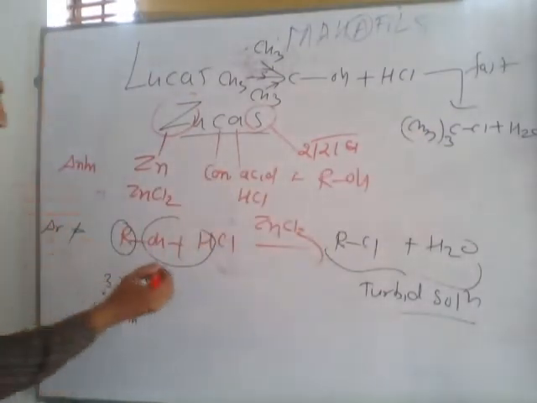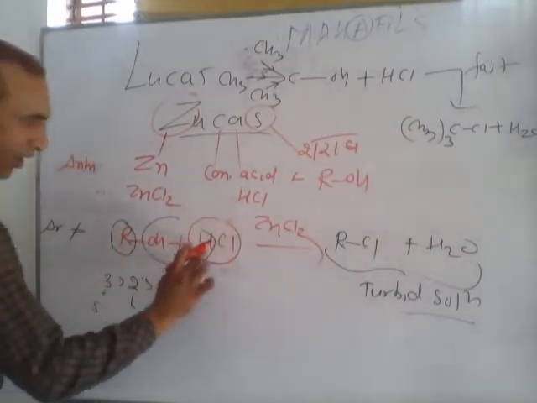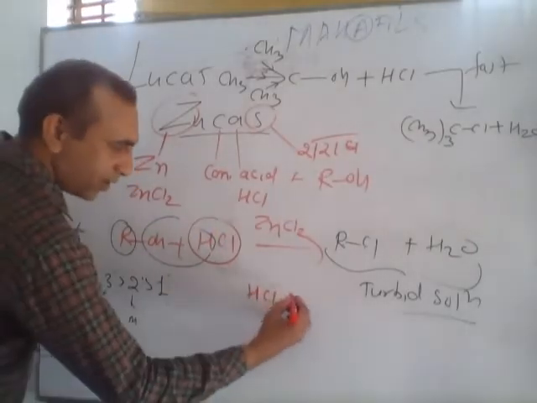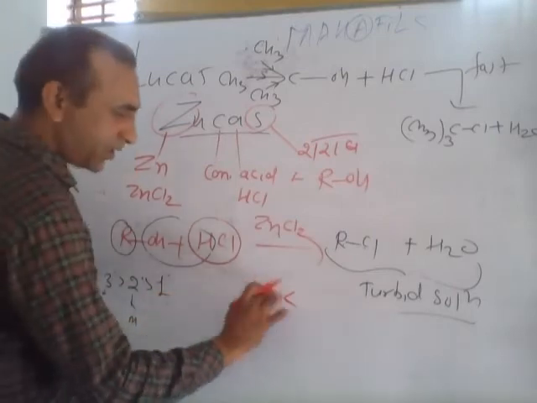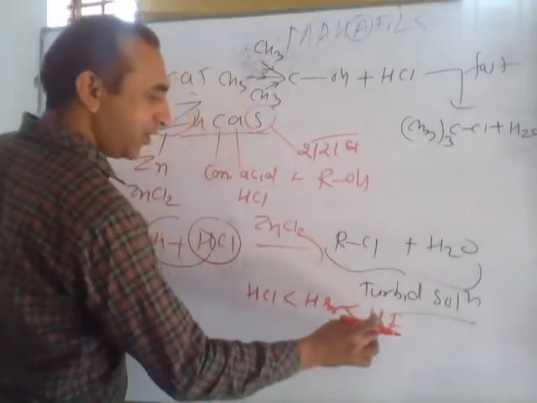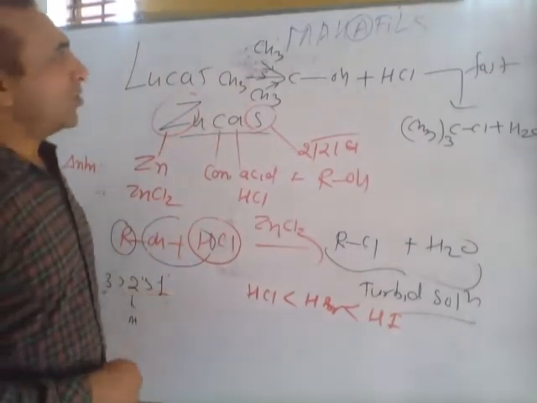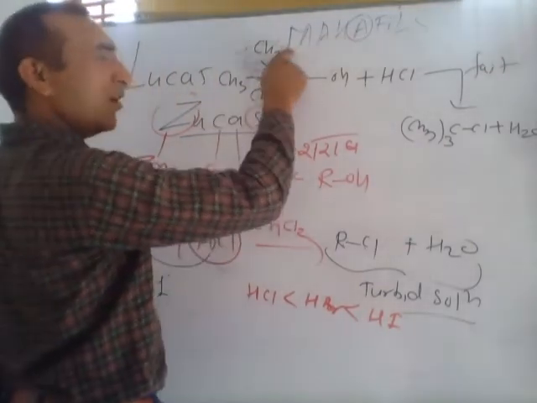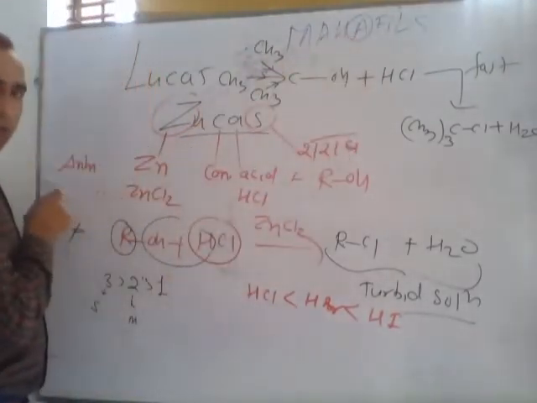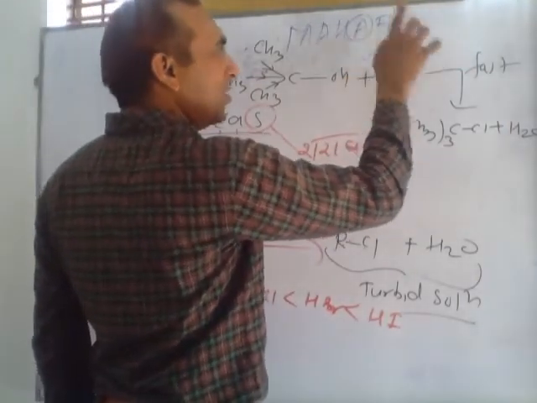Listen, one more thing. The reactivity depends on these two: R should be tertiary, and for HX, HCl has the lowest reactivity, HBr is greater, and HI has the highest reactivity. If we are using HI and tertiary, a very fast reaction will take place. So this is the meaning of Markovnikov, alkane, Hunsdiecker. This is an alcohol reaction, but this is the separate Lucas reaction. Finkelstein, Lucas, and Swarts reaction.